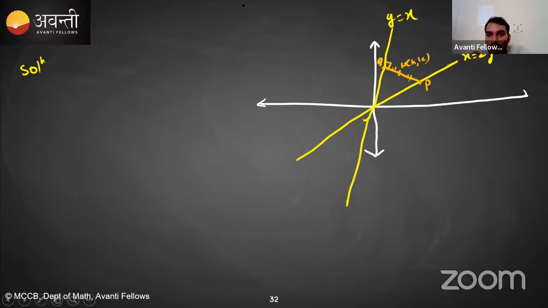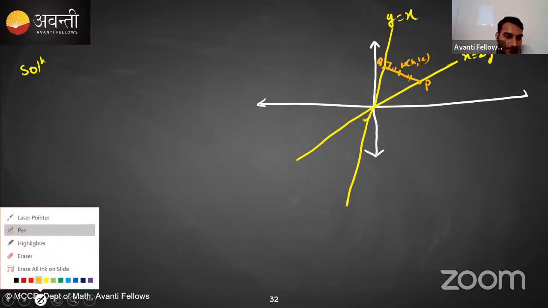So from any point on the line x = 2y, I drop a perpendicular on the line y = x. Then for that perpendicular length that we got, I need to find the locus of the midpoint of that perpendicular. That is what the question is saying. Okay, so let's solve this question then.